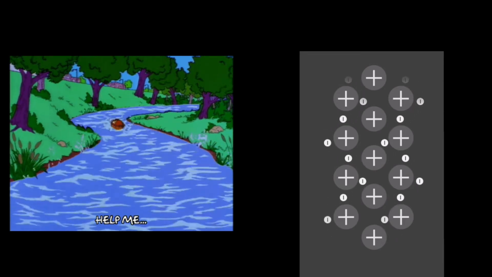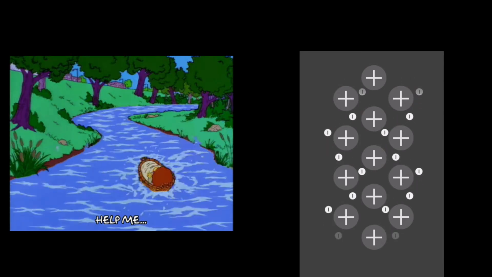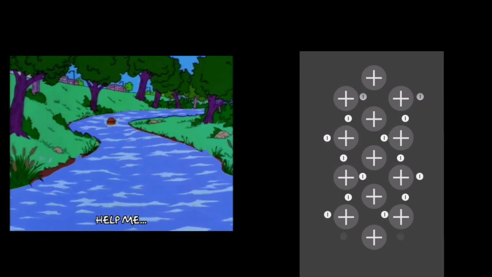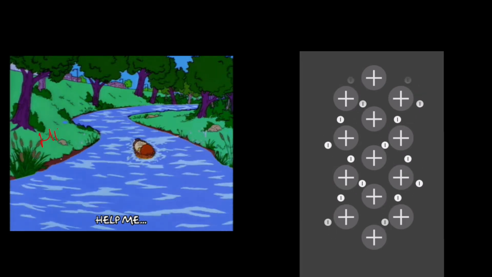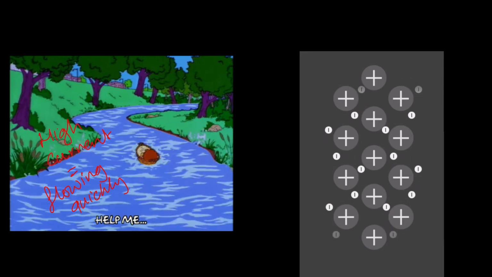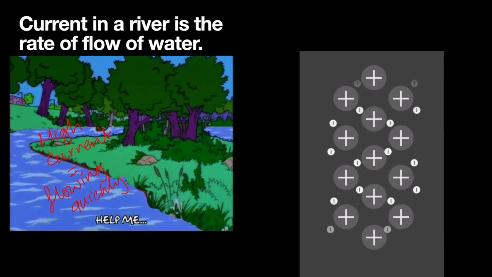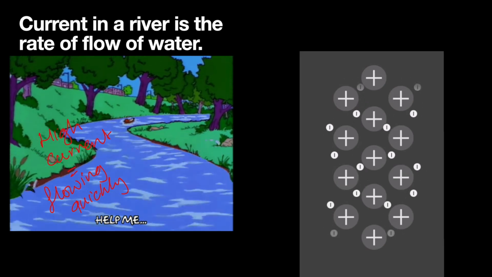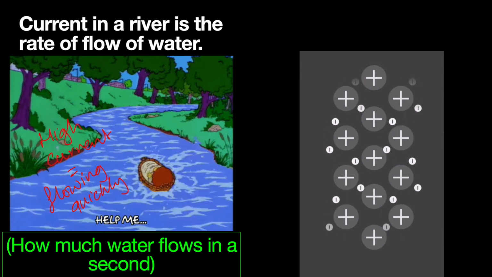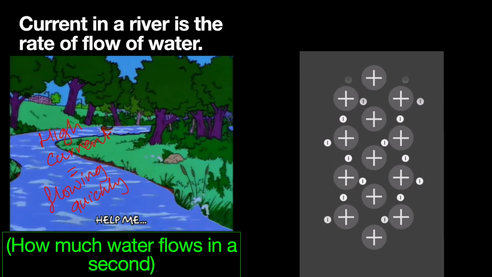On the left here, we have an animation of a river, and this river is flowing relatively quickly. This means that this river has a high current, meaning it's flowing quickly. The current in a river can be defined as the rate of flow of water, which essentially means how much water flows in 1 second.